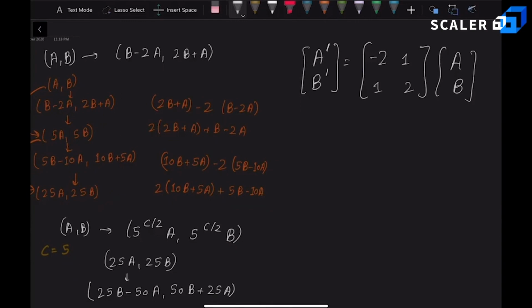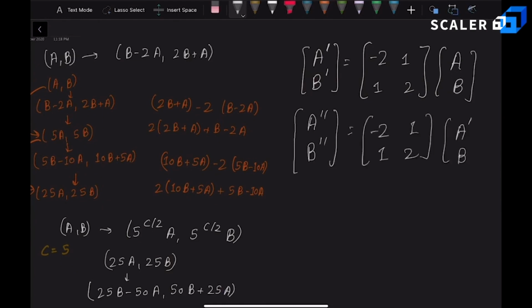So this is our matrix, and let's say we do one operation on (a dash, b dash) as well. That is, we do a total of 2 operations. So (a dash, b dash) will be the matrix [minus 2, 1; 1, 2] times (a dash, b dash). But notice that this is equal to this value. So by replacing it, we'll get the matrix [minus 2, 1; 1, 2] squared times (a, b).